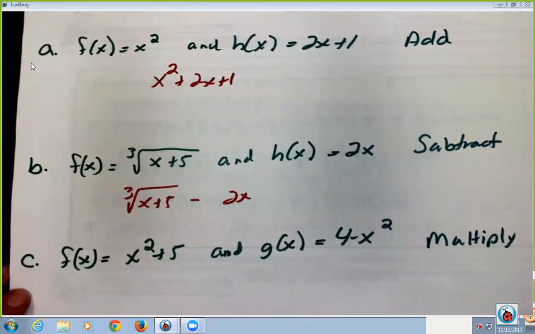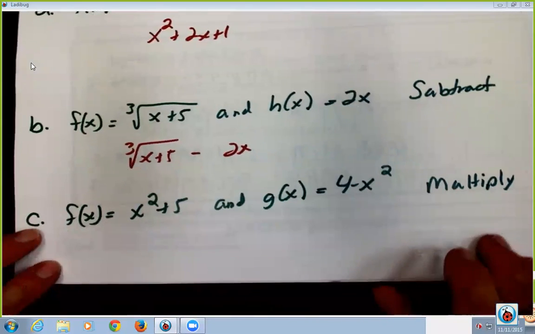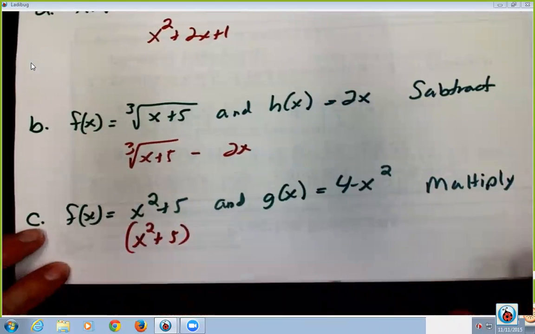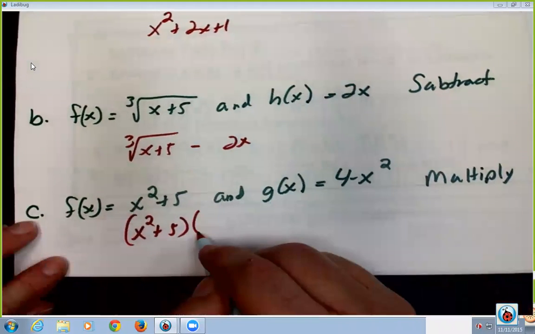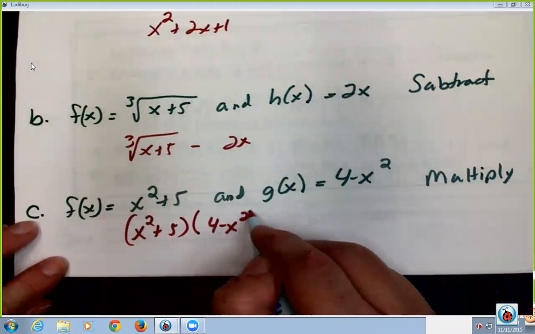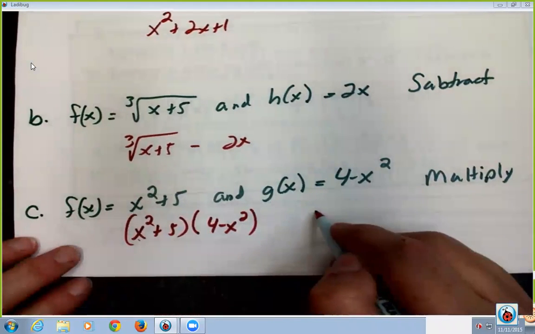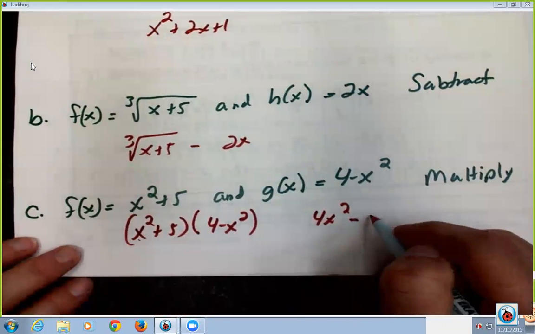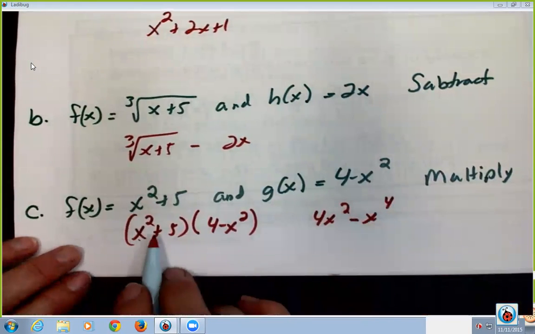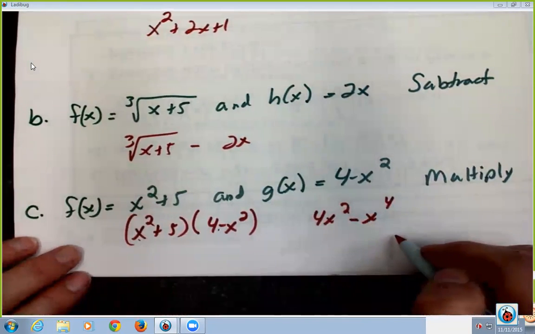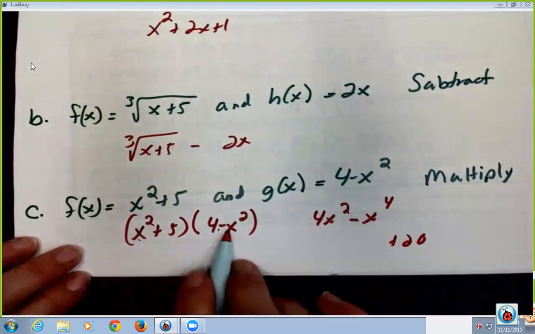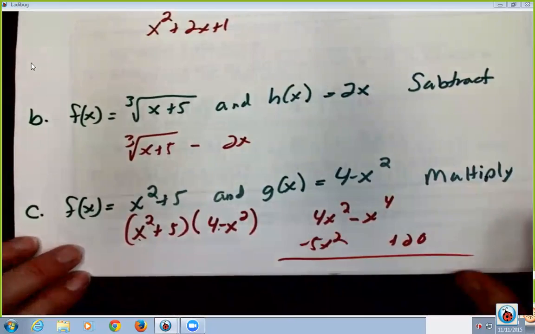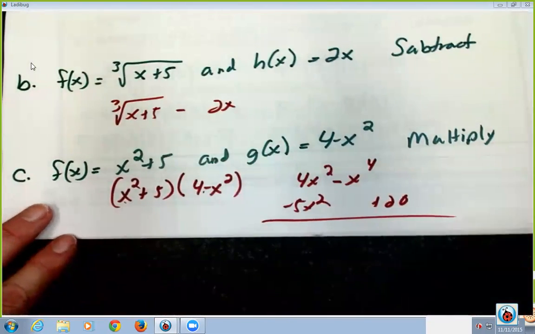And this one is multiplication down here. So you would FOIL this one. x squared times 4 is 4x squared. x squared times a negative x squared is a negative x to the fourth. 5 times 4 is plus 20. And 5 times a negative x squared is a negative 5x squared. So it does come out kind of strange looking.